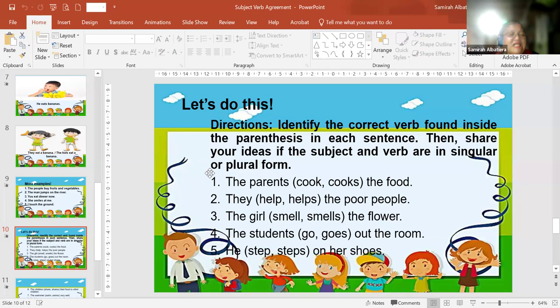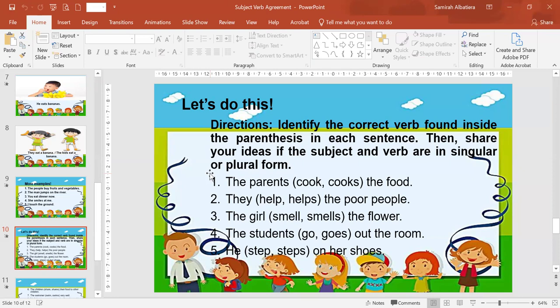Help. They help the poor people. What correct verb are we going to use? Help. What is our subject? It is plural. Very good. It is a plural subject. Number three. The girl smells the flower.